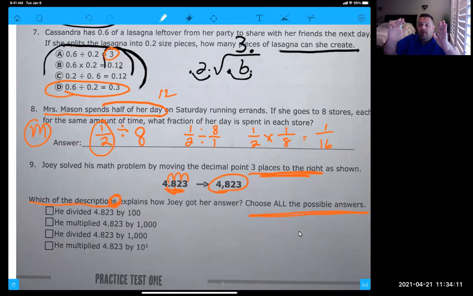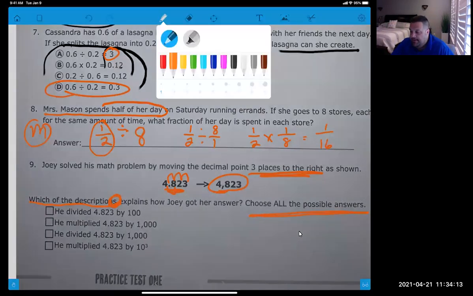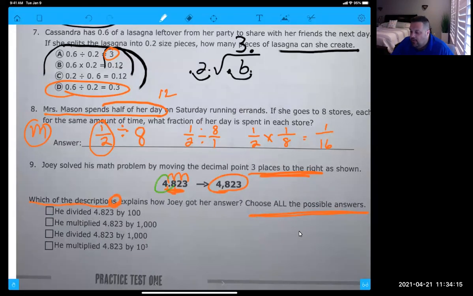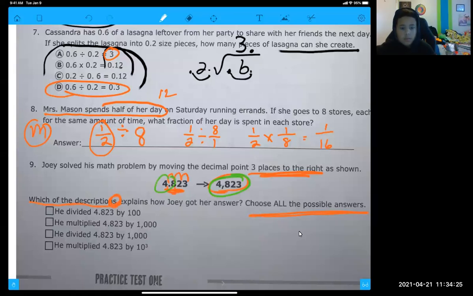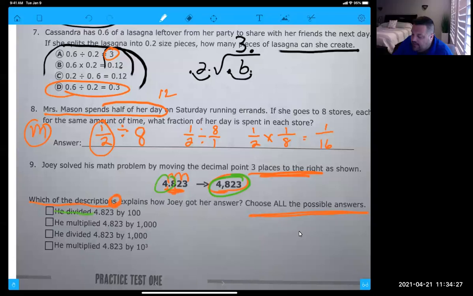So if we went from a small number that is a 4 to a big number that's a 4,000, did we multiply or divide if it got way bigger? How do you make it bigger? Multiplication or division? Multiplication. Good. So let's take a look. We can easily take out the 2 that say divided because they don't make sense. Now we have to look at the other 2 and see if they make sense.